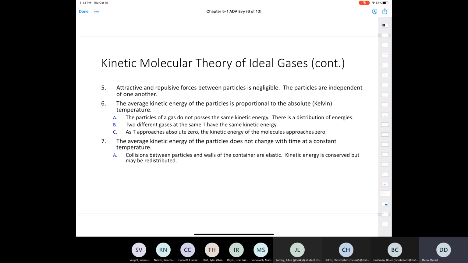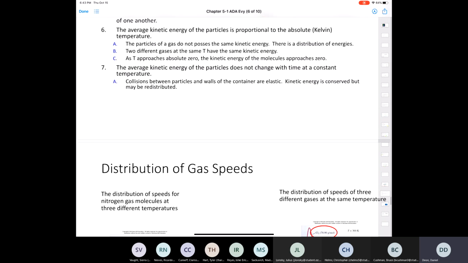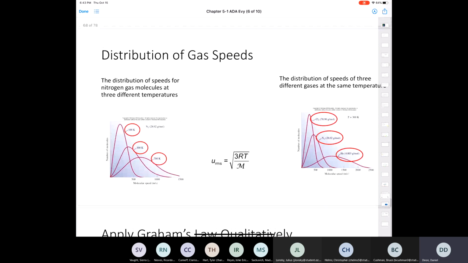But as the temperature approaches absolute zero, the kinetic energy of molecules starts to approach zero. And finally, the average kinetic energy of the particles does not change with time at a constant temperature. So the collisions between particles and the walls of the container are elastic. Kinetic energy is conserved, but may be redistributed. Well, that's a lot to chew on. And let's go back to the speeds of these gases, of ideal gases, and look at a couple of graphs here.